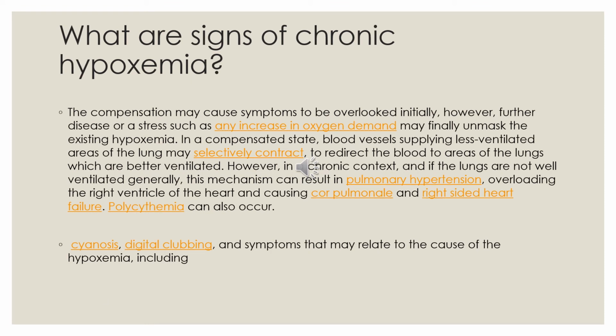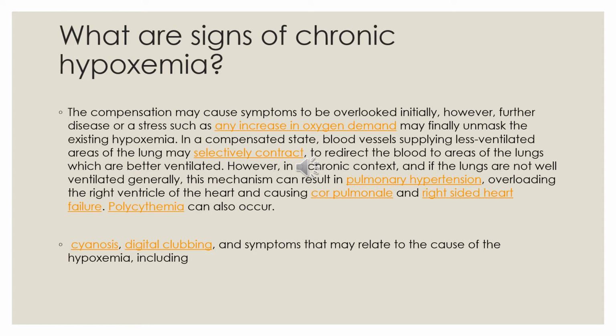All right, our chronic hypoxemic patients, they end up having a lot of issues down the road that may be masked for a little while. What can happen is in a compensated state, blood vessels supplying less ventilated areas of the lungs may selectively contract, which would lead to pulmonary hypertension. What they're trying to do is get blood flow to the alveoli that are ventilated better, right? Well, that's great and all, but it leads to pulmonary hypertension, which overloads the right ventricle, causing cor pulmonale or an enlarged heart. That muscle keeps growing and growing and growing, and as it grows, it's not only growing in width, but the thickness of the wall actually decreases the inside of the heart as well, which causes the heart to have higher pressures inside.